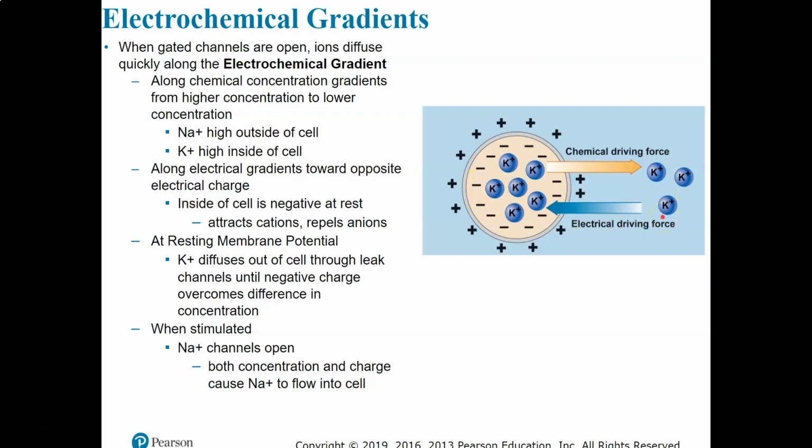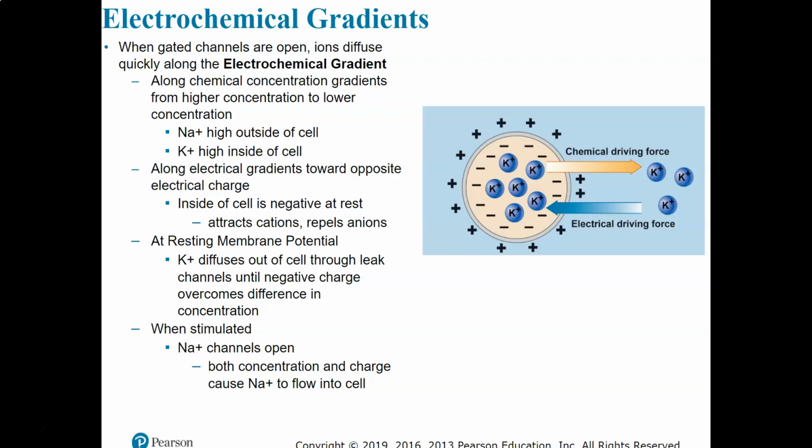However, ions also follow electrical gradients. Charged particles are attracted to the opposite charge. Positively charged particles are attracted to negative charges. Negatively charged particles are attracted to positive charges. They're also repelled by the same charge. Okay? At rest, the inside of the cell is negative, so it's going to attract cations and repel anions.